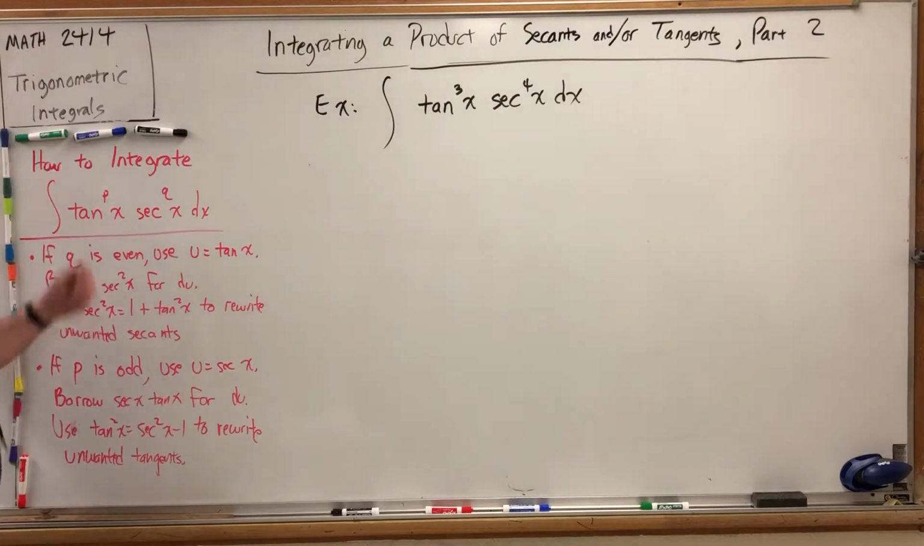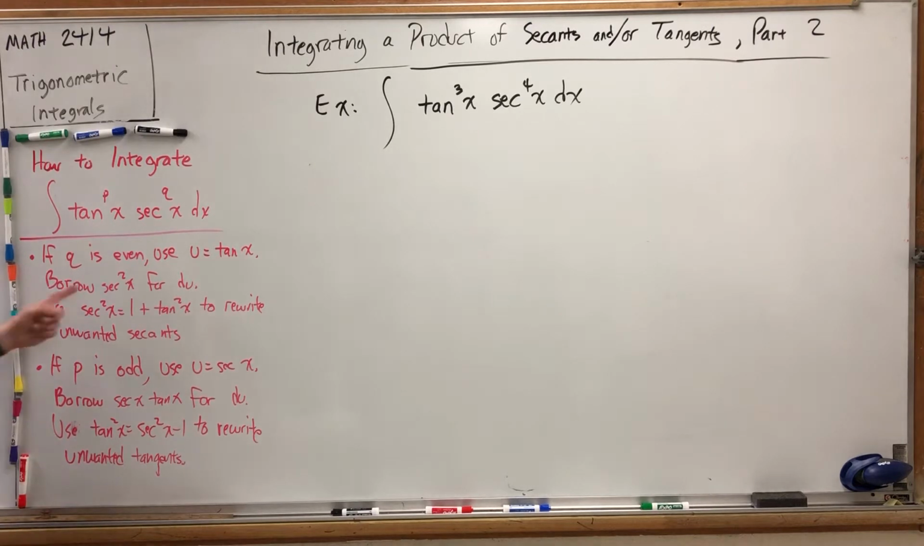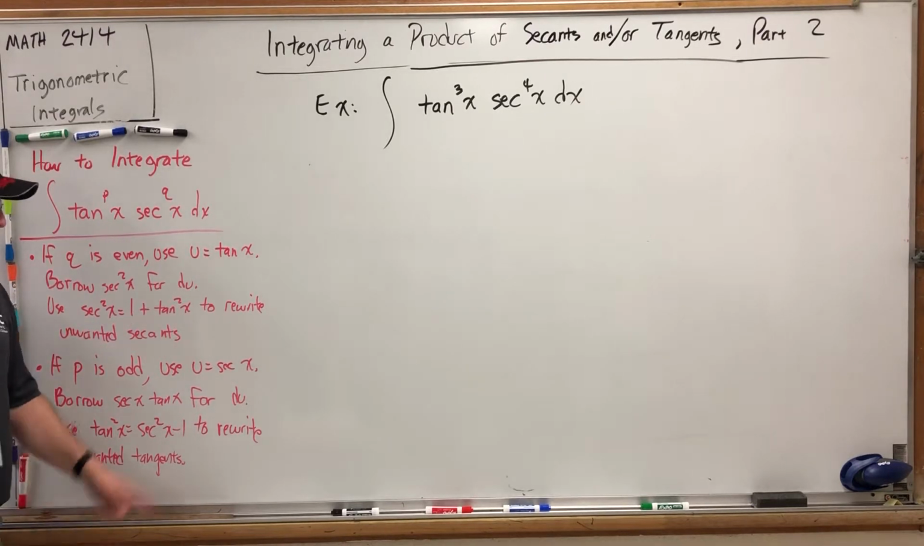If you're integrating a product of tangents and secants, I've called the power on tangent P and the power on secant Q. Then here are the two strategies we summarized in the previous video. If Q is even, in other words, if you have an even number of secants, use u equals tangent. You're going to borrow a secant squared for the du. That will leave the secants even. Then you can use secant squared equals 1 plus tangent squared to rewrite the unwanted secants.